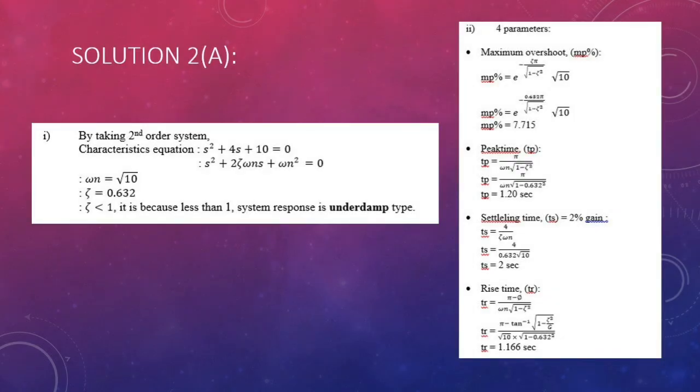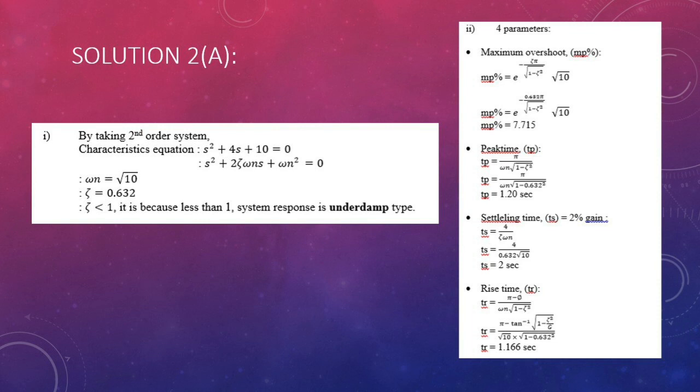Let's take a look at the solution of question 2A Roman 1. As requested in the question, we have to identify the type of response produced. Taking a second order system, the characteristic equation s squared plus 4s plus 10 equals 0 is compared with the standard characteristic equation stated over there. So we can find the value of Wn equals square root of 10, and we can also find that the damping factor is less than 1. If the damping factor is less than 1, the system response is called underdamped.